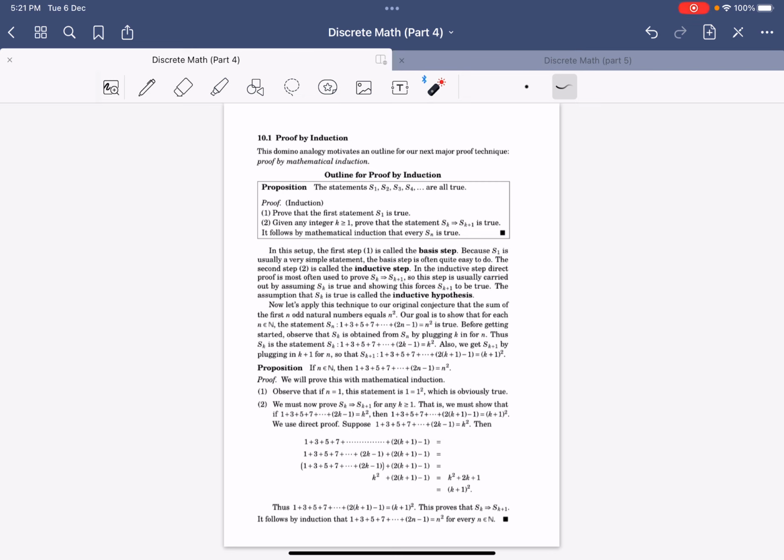Because Sk will be inside this Sk plus 1, we know this part is Sk, and so this reduces to k squared. You can just simplify this and you get k plus 1 squared. And so, by proving this statement and the base case, you prove all the cases for any natural number. And this is essentially how anything to do with the natural numbers is proven.